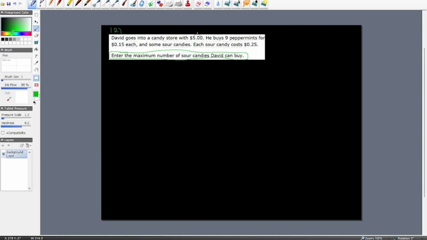If he's got $5 and he already spent money on these peppermints here, they cost 15 cents each. So we don't know how many sour candies he can buy. Whenever we don't know something, it's going to be our variable. C will be the number of sour candies. That's going to be the variable in our word problem here.